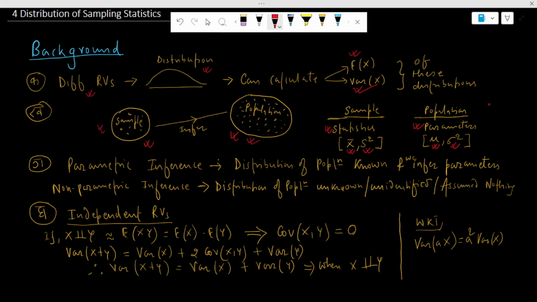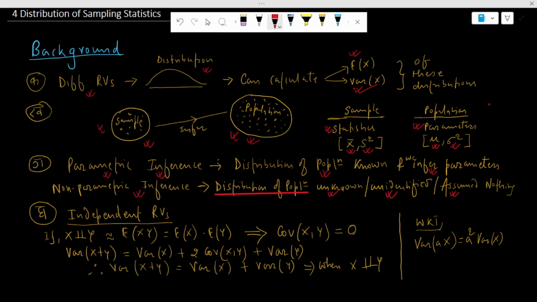Similarly, when we know the distribution of the population, and we want to infer the parameters of the population with the help of the statistics from the sample, that case is called parametric inference. While if we don't know, or cannot assume anything about the distribution of the population, and the distribution is either unknown or unidentified and cannot be assumed properly, then such a case is called non-parametric inference.